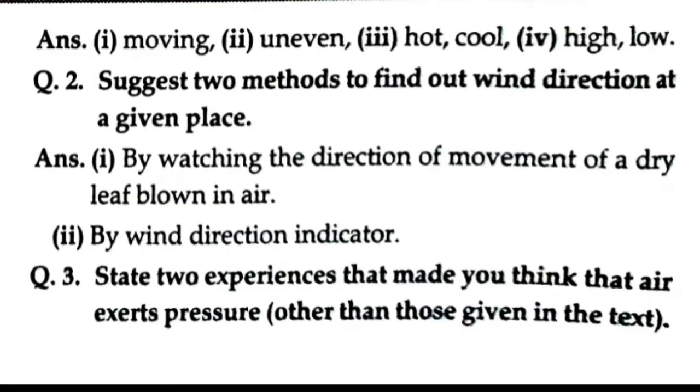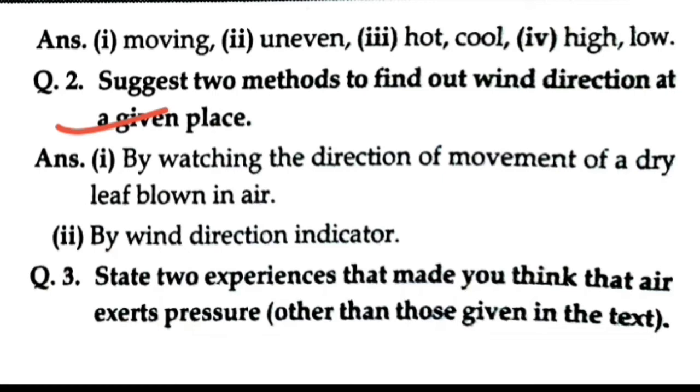These are the answers we have discussed of question number 1. In first we have written moving, in second we have written uneven, third first hot and then cool, in fourth first high then low. Now see question number 2. You have to suggest two methods to find wind direction at a given place.